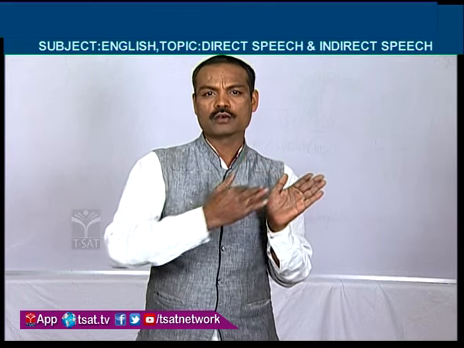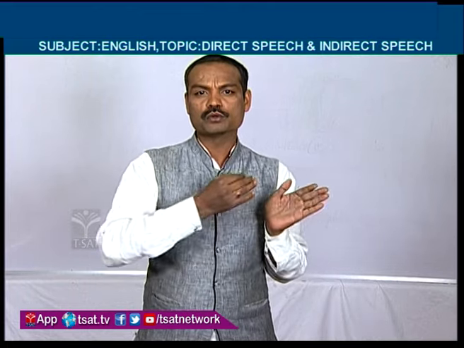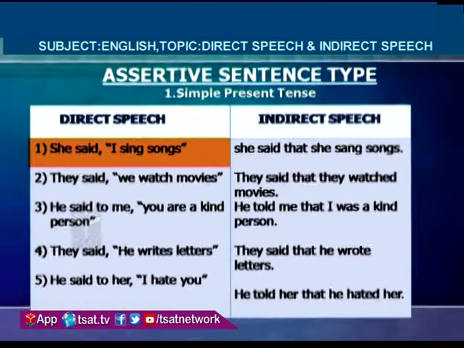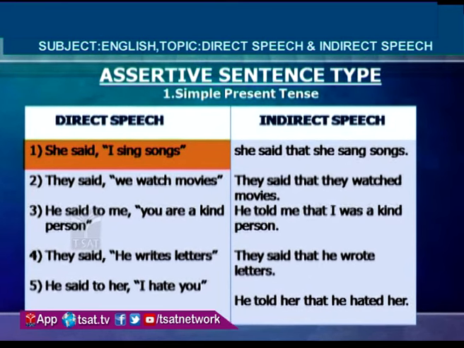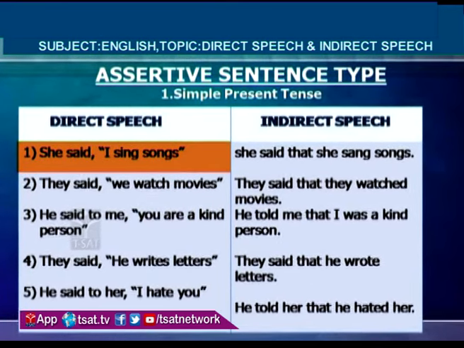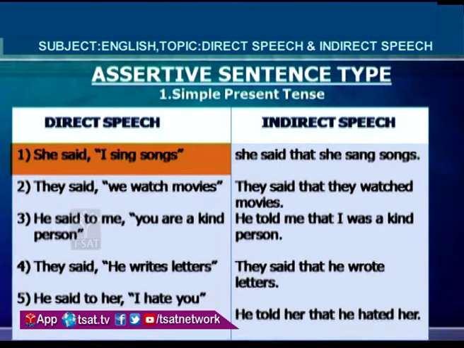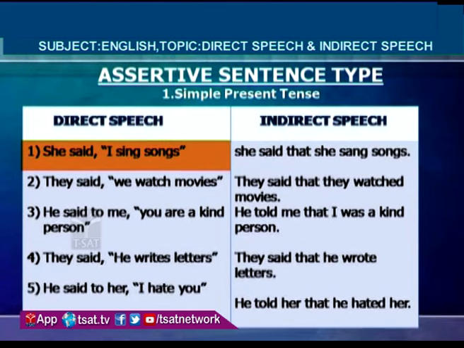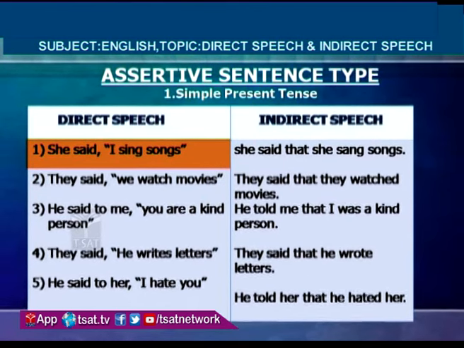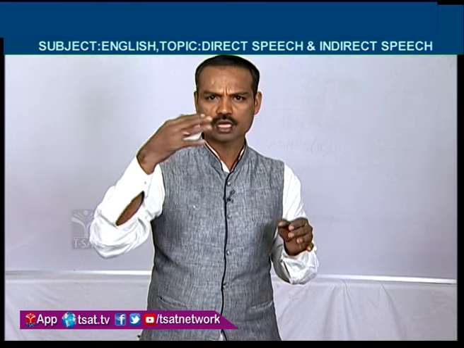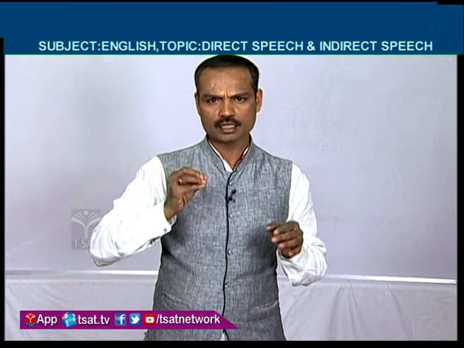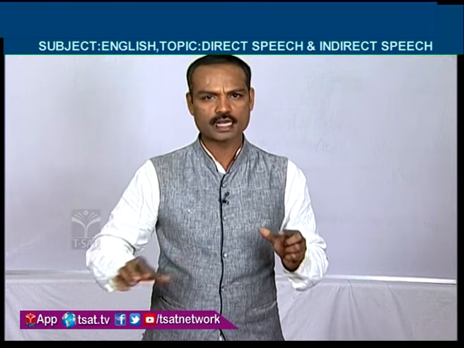Right. So, now I am going to tell you how to change this direct speech sentence into indirect speech. What is the first word of the direct speech? She. While you are going to change this sentence into indirect speech, the first word, that is she, should be written as it is. So, friends, listen to me. While you are going to change a direct speech into indirect speech, the first word, whatever the subject is given, either she or they or he, Raju, Rani, Kiran, Kishore, Praveen, Prakash, that subject should be written as it is. So, she should be written as it is.